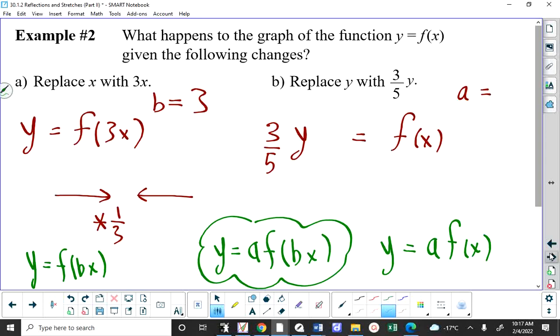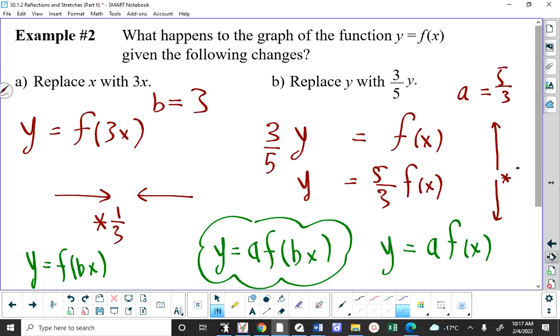Shizmaida. It's 5/3. Because when we rearrange this equation for y, we have to multiply both sides by 5 and divide both sides by 3. So that means we have a vertical stretch by a factor of 5/3.